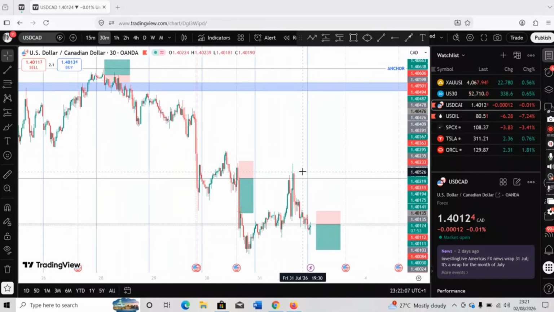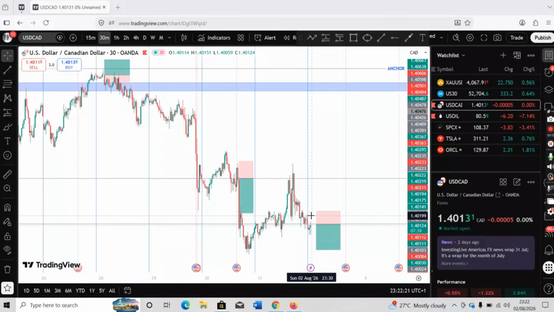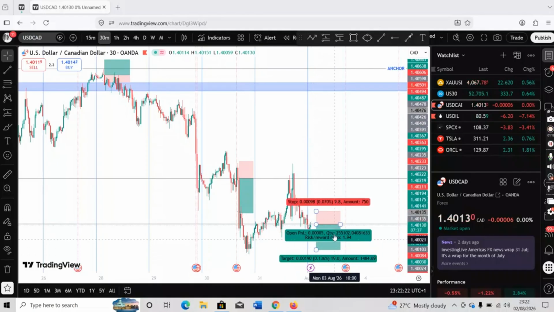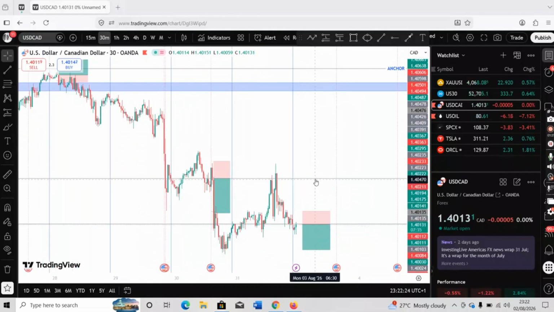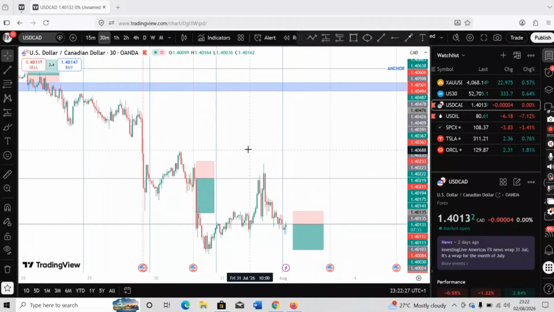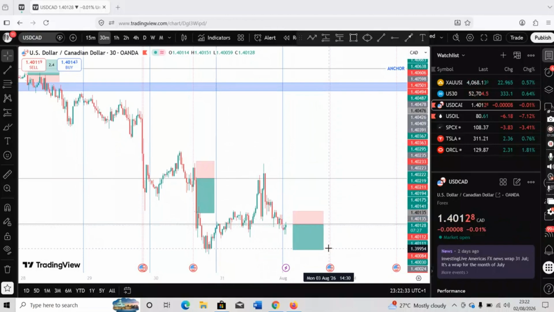This is on USD CAD, 30 minutes. I trade on the 30 minutes time frame. So I'm gonna be trading a 50K instant account that I got on Equity Edge. So why am I looking to take this trade on the sell?